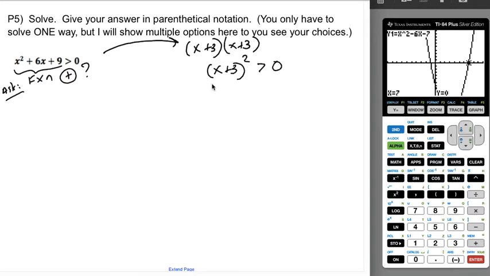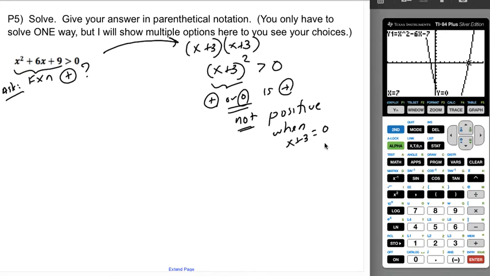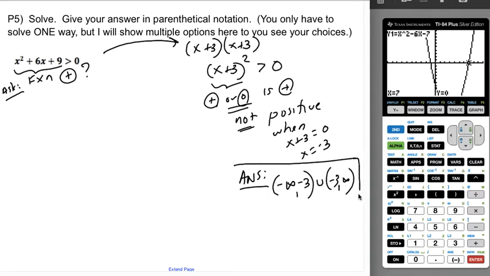Well, if you're asking when this thing, which is either positive or 0, is positive, it's pretty much positive all the time except when it's equal to 0. The only time this thing won't be positive is when x plus 3 equals 0, which is going to be at x equals negative 3. So my answer is going to be every point that's not negative 3. So negative infinity to negative 3, skip over negative 3, and negative 3 to infinity.